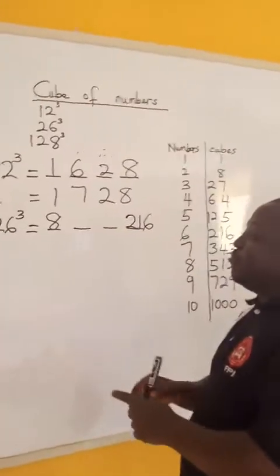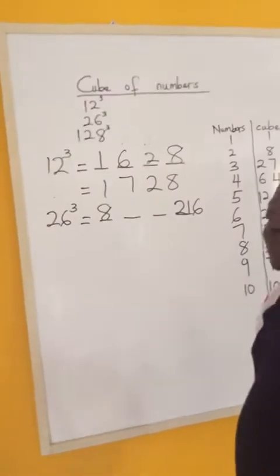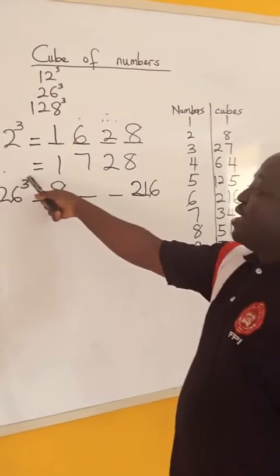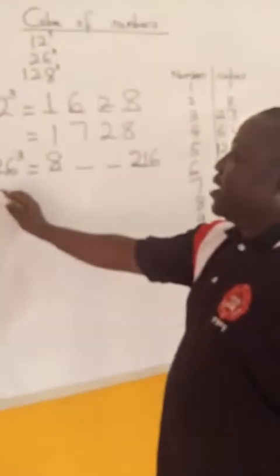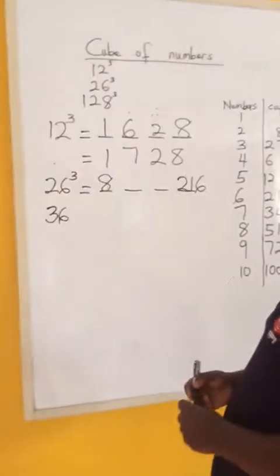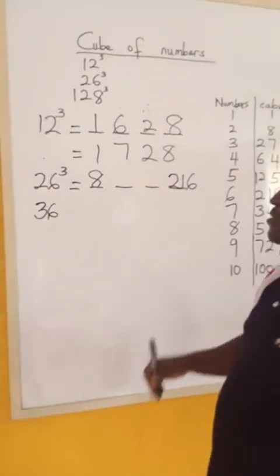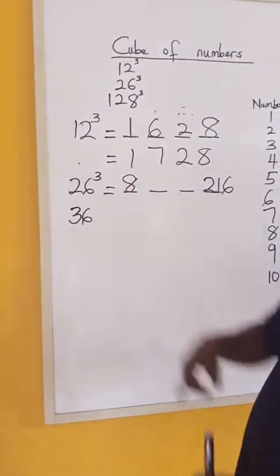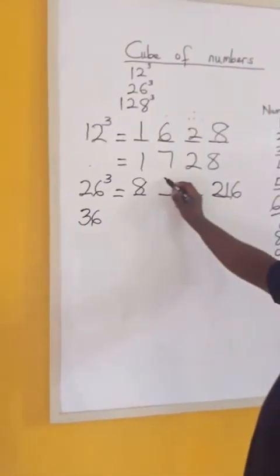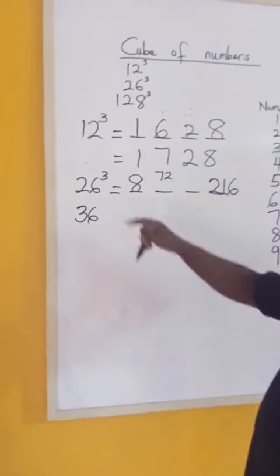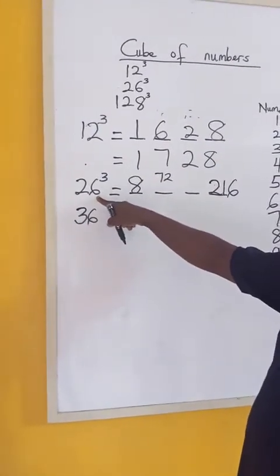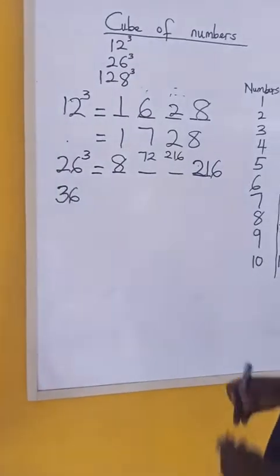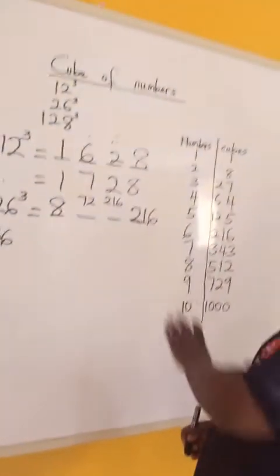Then the next step, you want to multiply the 3 numbers here. 2 times 6, 12. 12 times 3, 36. So let's write this 36. With this 36, we are going to fill these 2 other spaces. Now, 36 times 2, that is 72. Then 36 times 6, that is 216.